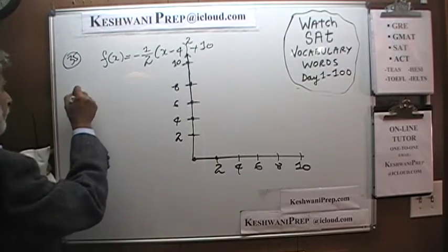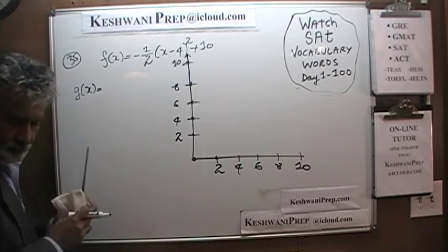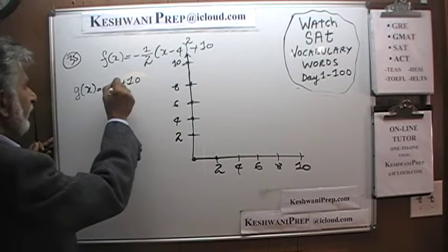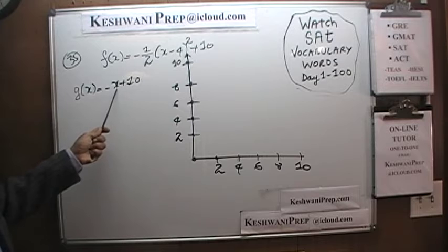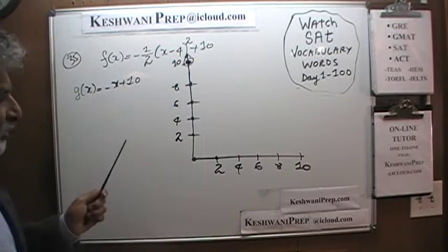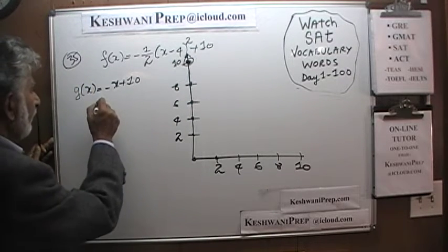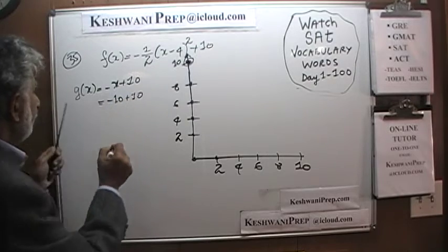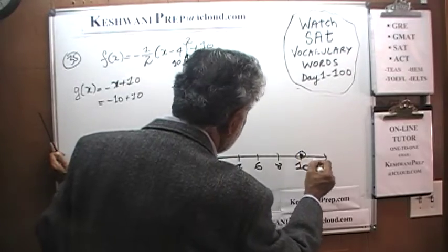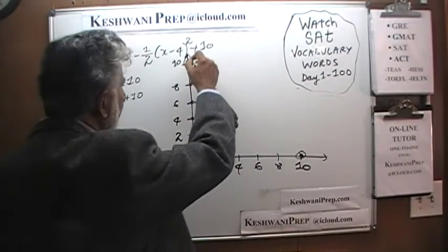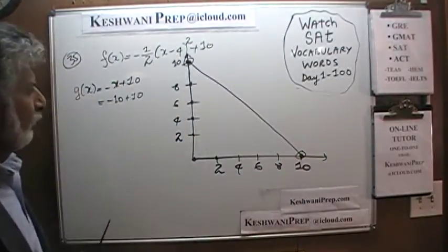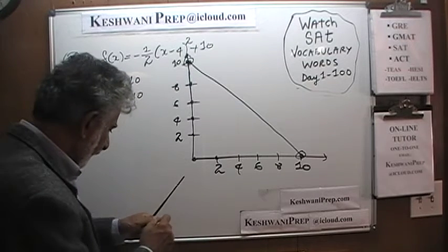G of x, let's rewrite it. G of x, we are told, is equal to negative x plus 10. As you can see, drawing this is very simple. When x is equal to 0, y is 10. In other words, the y-intercept is 10. Immediately, we also see that when x is equal to 10, g of x is 0. This is the x-intercept, and that's the y-intercept. Let's put the two together.